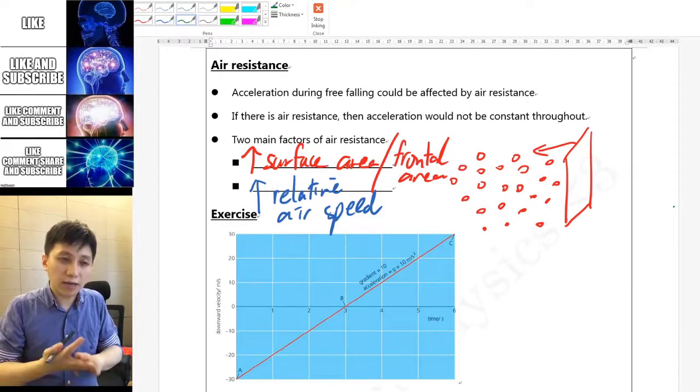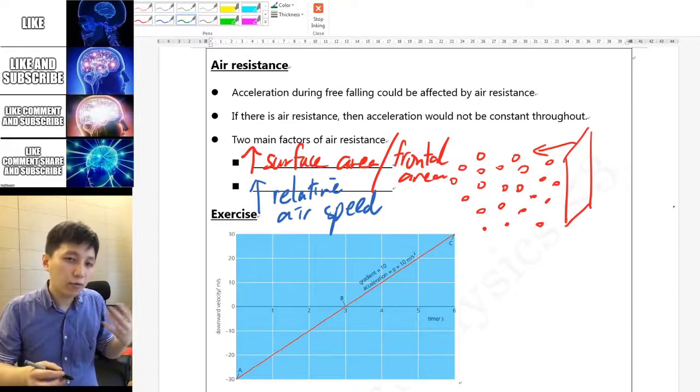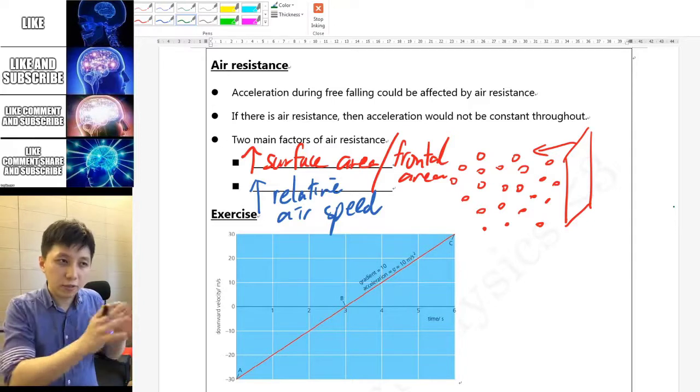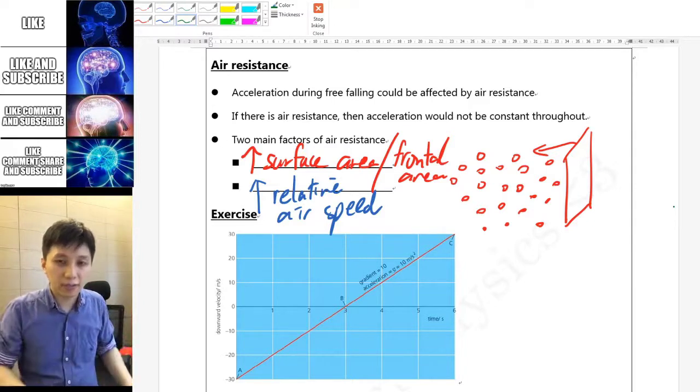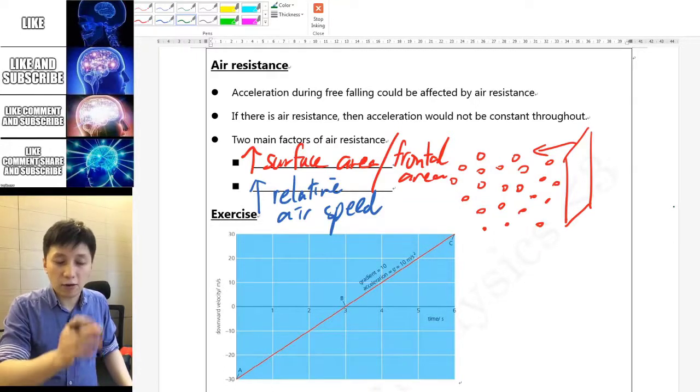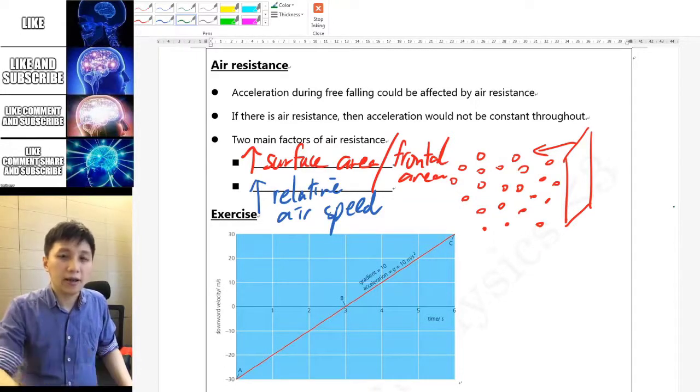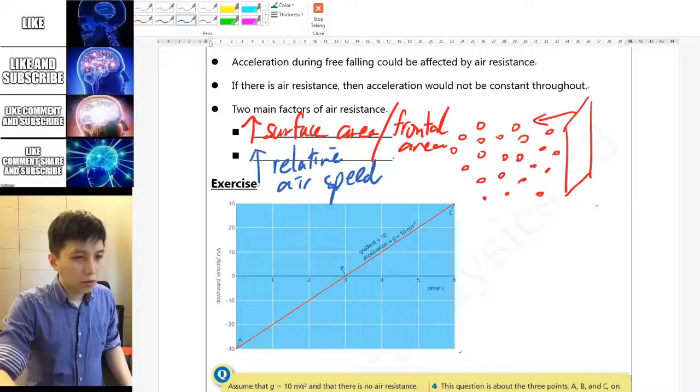And so now I would like to give you some time to think about, for these two factors, how you can explain that these two factors will affect the air resistance the way we said. So please pause the video now, think about it. I would like you to write it down, and I'll explain the answers to you. A few moments later. The first reason is actually very simple to explain.